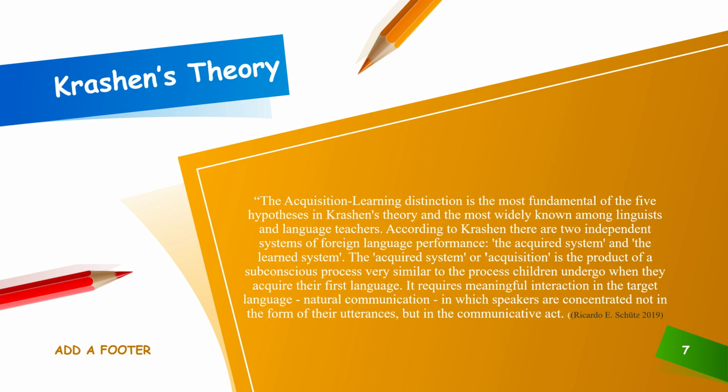Krashen's theory, the acquisition learning theory, made a distinction between the acquisition and the learning phase. According to Krashen, these are two different independent systems of performance. The acquired system is the product of a subconscious process, very similar to the process children undergo when they acquire their first language. It requires meaningful interaction in the target language, natural communication, in which speakers are concentrated not in the form of their utterances, but in the communicative act.